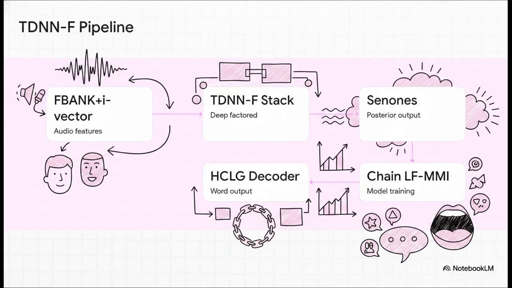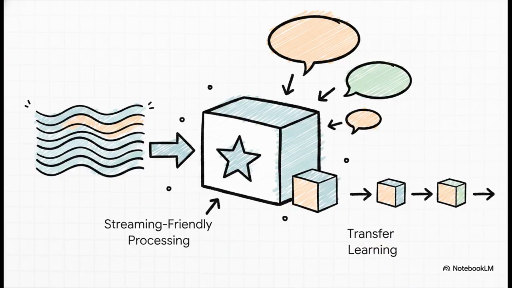TDNN-F just drops into the exact same slot the old TDNN used, but it's infinitely more efficient. Because it slots in so seamlessly, TDNN-F became the modern default hybrid acoustic model in the Kaldi toolkit. It's incredibly streaming friendly. Plus, thanks to its efficiency and depth, the TDNN-F stack is the perfect shared body for multilingual setups, and its hidden layers are incredibly easy to copy for transfer learning tasks. It is literally the industry workhorse.